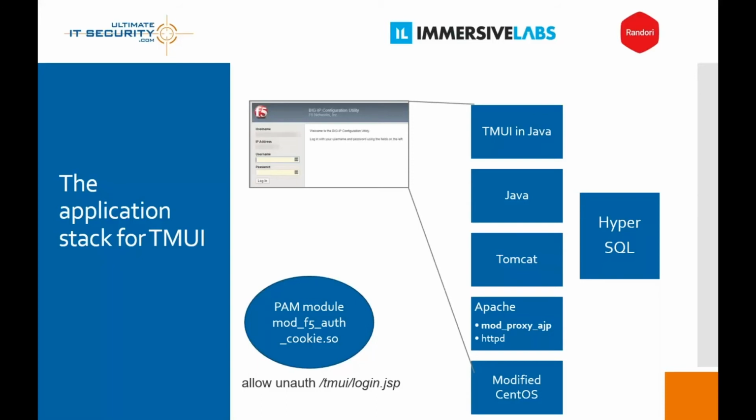So that PAM URL says, look, you can't access anything here unless you're authenticated, except for TMUI login.jsp. And unfortunately, as you're going to see, some of the parsing logic only looks at that much of the URL, and if the URL begins with that, it passes it on up and allows that request to make it further up in the stack.